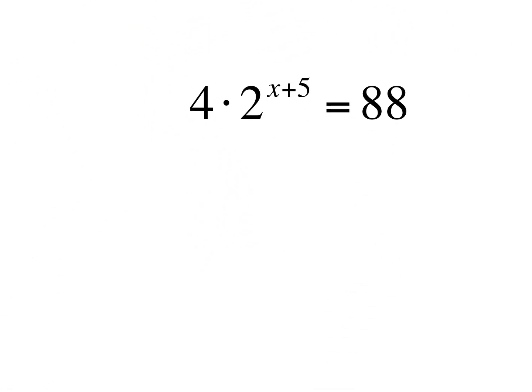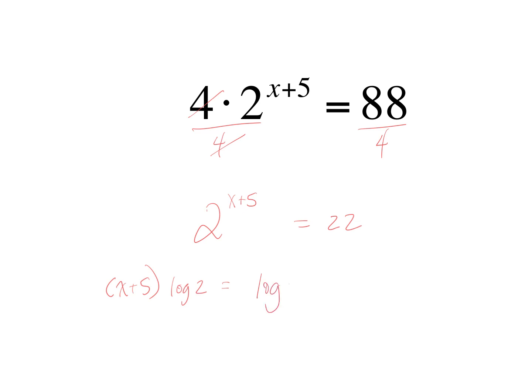Is it our turn now? It's not your turn yet. What would you do first? Divide both sides by 4. Yeah, this 4 out in front is problematic. So as long as whatever we do to both sides, we're good. So I'll get 2 to the x plus 5 equals 22. Now what would you do? Take the log of both sides. I'll get x plus 5 times the log of 2 equals the log of 22.